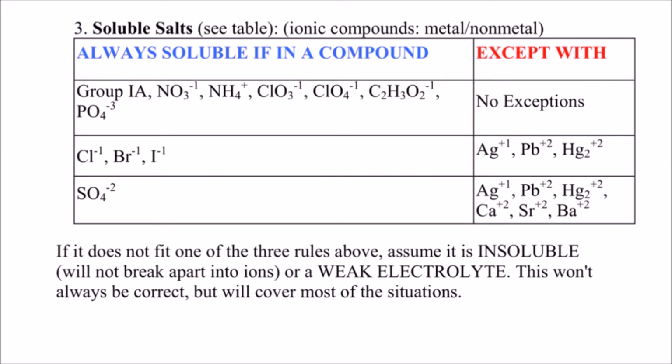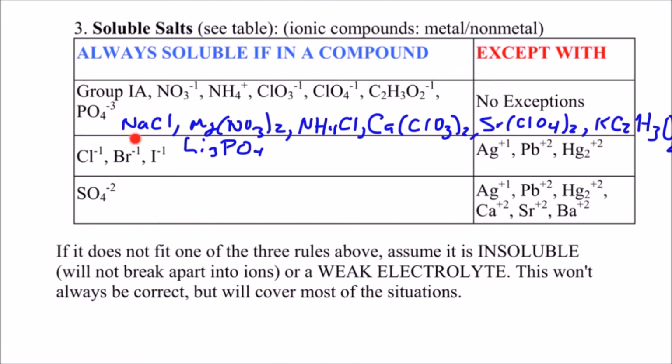Here's some examples. So here we have NaCl. Sodium is from group 1A, so that automatically means this is soluble. It's going to dissolve in water to produce the ions Na+1 and Cl-1. That's what a soluble salt does. It will dissolve in water and produce the ions. Okay, right here it says that the ionic compounds, the metal and the nonmetal, will separate from each other.